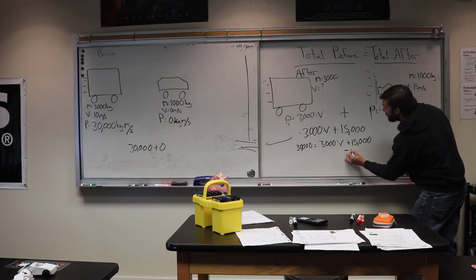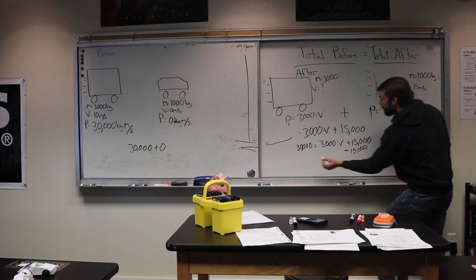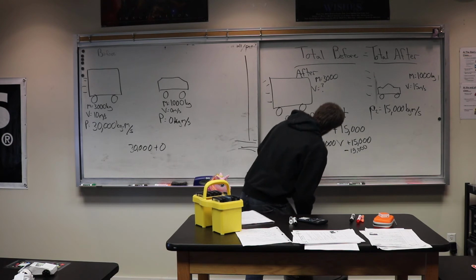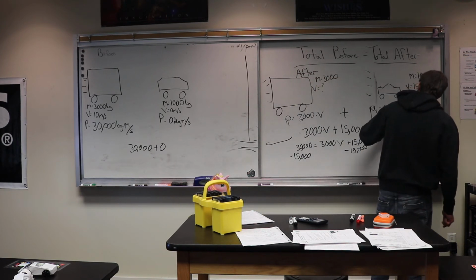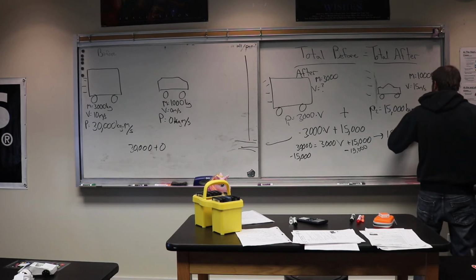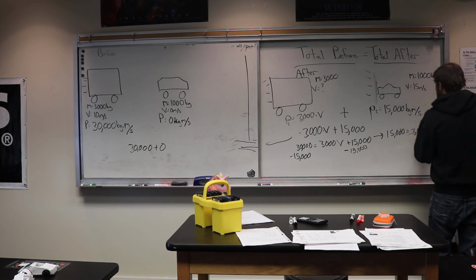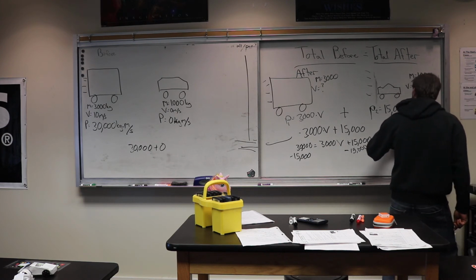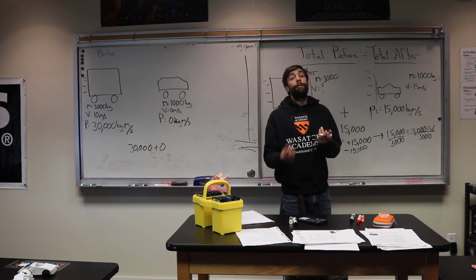We have to subtract 15,000 from each side. And we're left with 15,000 equals 3,000 V. To get velocity by itself, we divide by 3,000. And we end up with an answer of 5 meters per second.